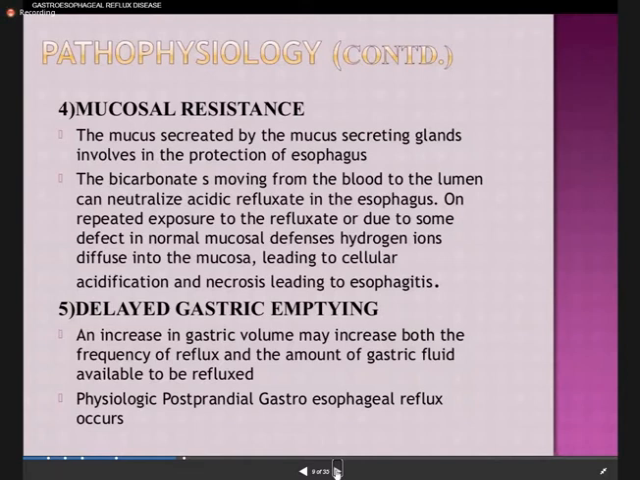Last but not the least is the delayed gastric emptying. An increase in the gastric volume may increase both the frequency of reflux and the amount of gastric acid which is available to be refluxed. And the physiological postprandial GERD occurs.